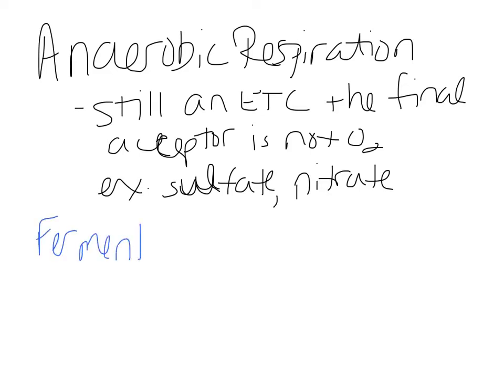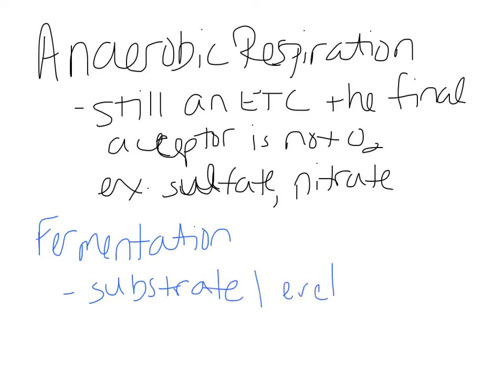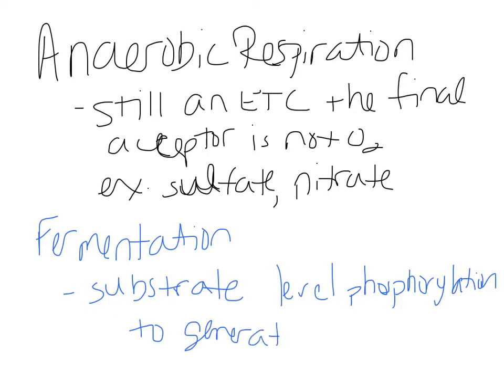Fermentation is going to use substrate level phosphorylation. Okay, so I'm using substrate level phosphorylation here, instead of an electron transport chain to make the ATP. Okay, so I've got substrate level phosphorylation, still generating some ATP, okay, but not using an electron transport chain to do it here.